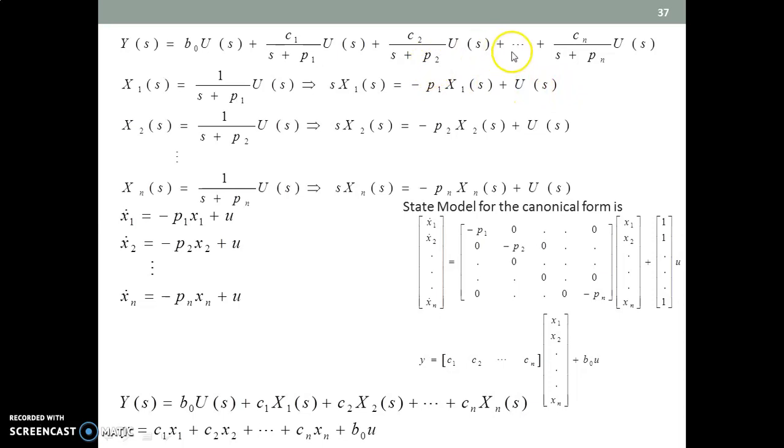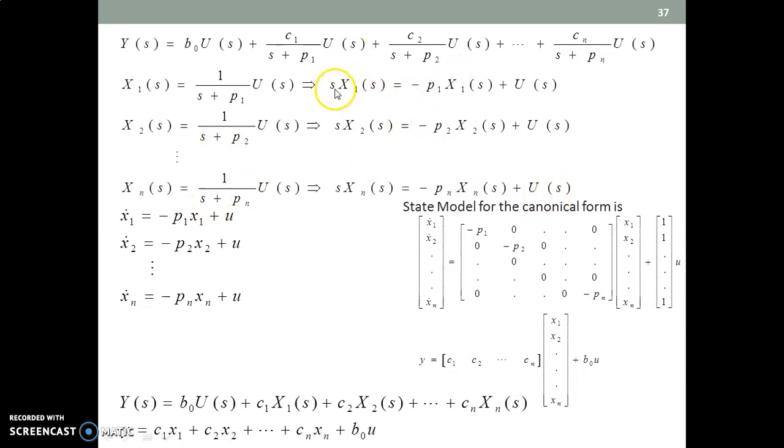In a similar way, for all the terms, x2 of s, we can find the same way: s into x2 of s equal to minus p2 into x2 of s plus v of s, right? And the last one, if you are taking it here, what you will get is s into xn of s equal to minus pn into xn of s plus u of s, right?